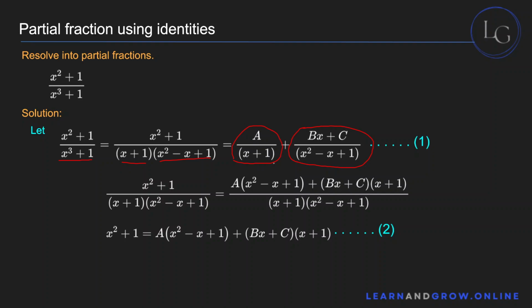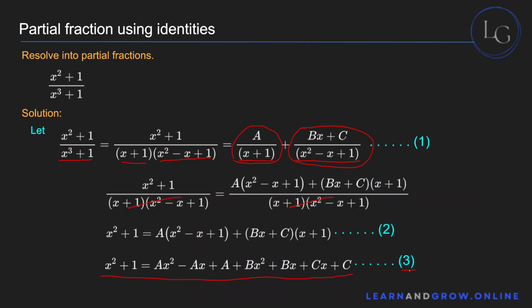You'll take the LCM so that the denominators on the left hand side and the right hand side are equal. So a will be multiplied with this quadratic factor and bx plus c will be multiplied with this linear factor, and so will the denominators. So now you have this expression. The denominators are now equal, so they will be cancelled out, and so you'll equate the numerators equal to each other. And after doing the calculations, you get this equation, which is equation number 3.